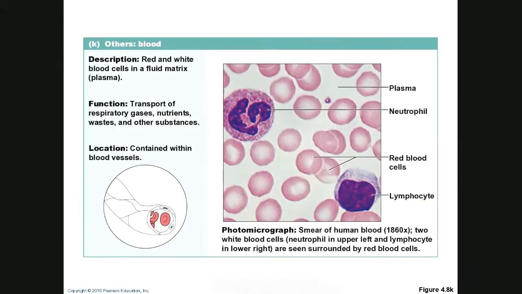Okay, blood. This is a neutrophil here. Plasma is the liquid part of blood. This is a red blood cell, a lymphocyte. This is a platelet right here. And there's a lot of things that blood does, but it transports respiratory gases, nutrients, and wastes, and other substances. It's also a major, massive part of the immune system.